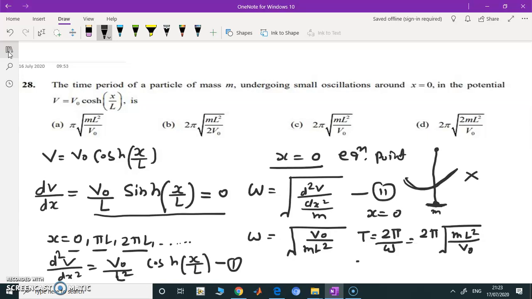So you can see what we are getting. T is equal to 2π√(mL²/V naught). And if it matches with the options, option number C is the correct one. So these are very simple questions. I hope now you can solve them if you get such a question.